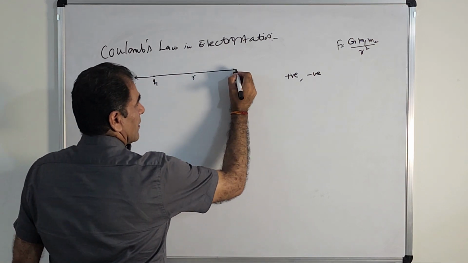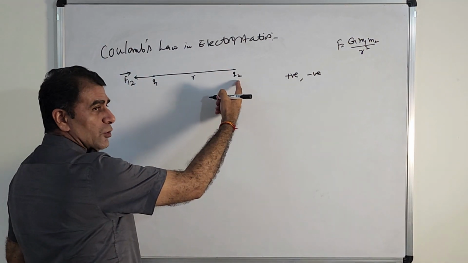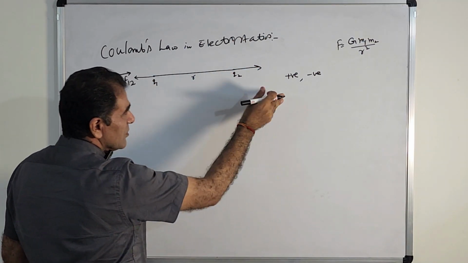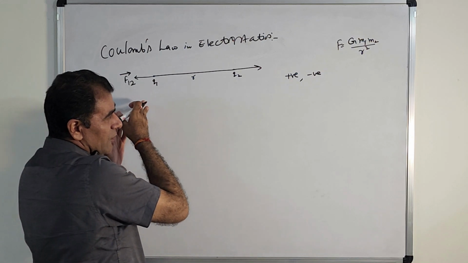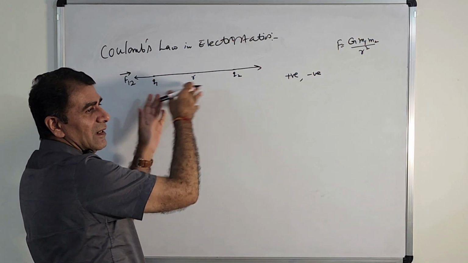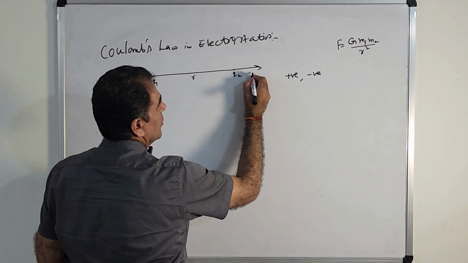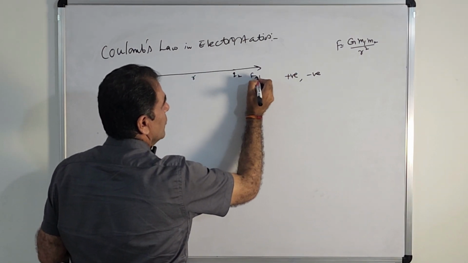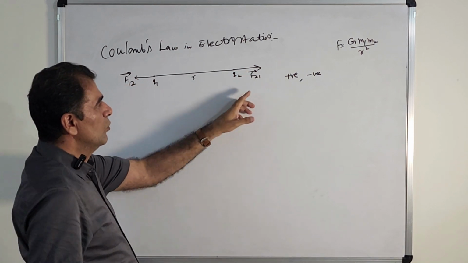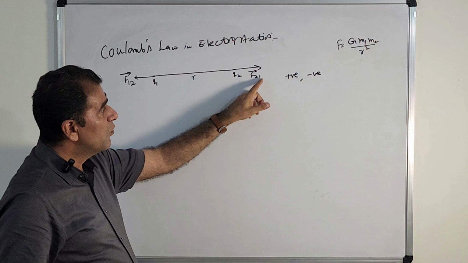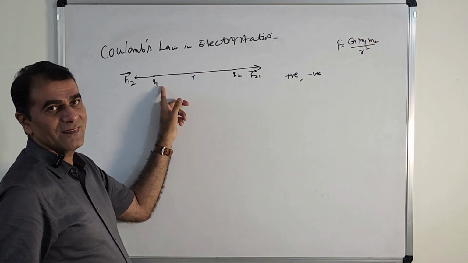Now Q1 will exert force on Q2. So it will be along this direction, because it will not attract, it will repel this charge. If it will repel, it will go like this. So the force will be F21. F21 means force on 2, meaning Q2, by 1, meaning Q1.